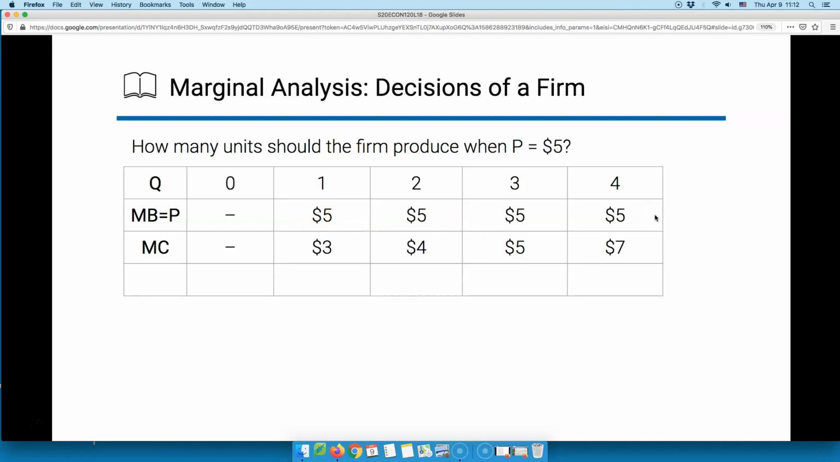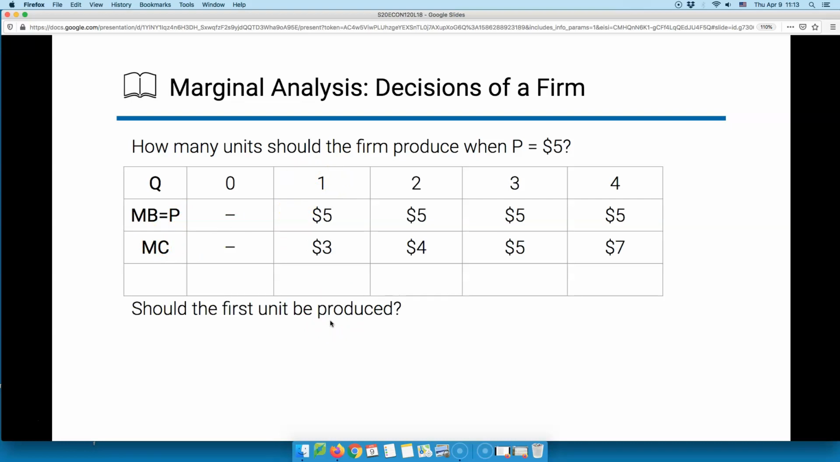So the situation for the firm is flipped relative to the situation of the consumer. For the consumer, marginal benefit is decreasing and marginal cost is fixed. For the firm, marginal benefit is fixed, marginal cost is increasing. But if we want to answer the question of how many units the firm should produce, we have to do exactly the same kind of step-by-step analysis where we're going to first look at the first unit and say, should the firm produce the first unit?